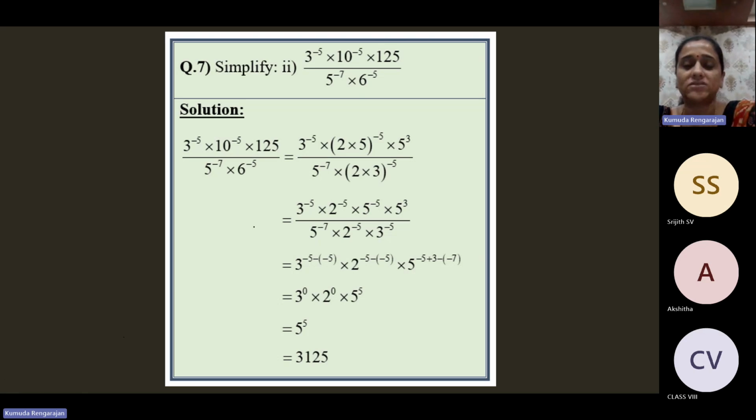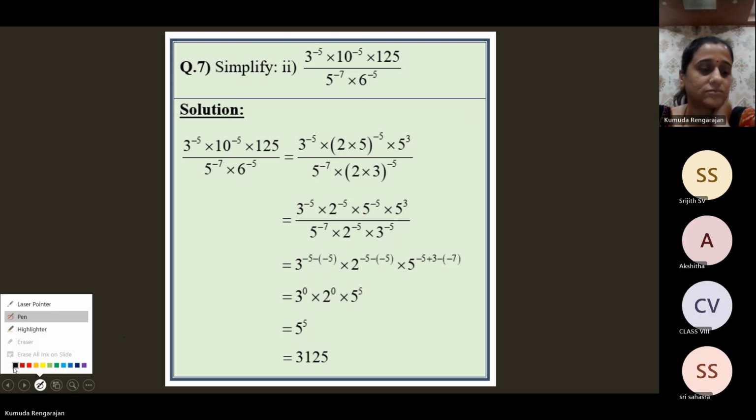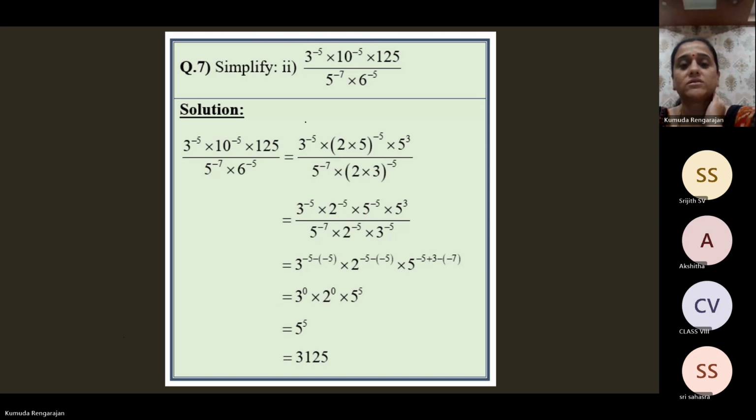Yeah, so today we'll be discussing the answers to the examples and exercise questions from NCERT, from this chapter, exponents. Okay, so I'm actually coming from behind.